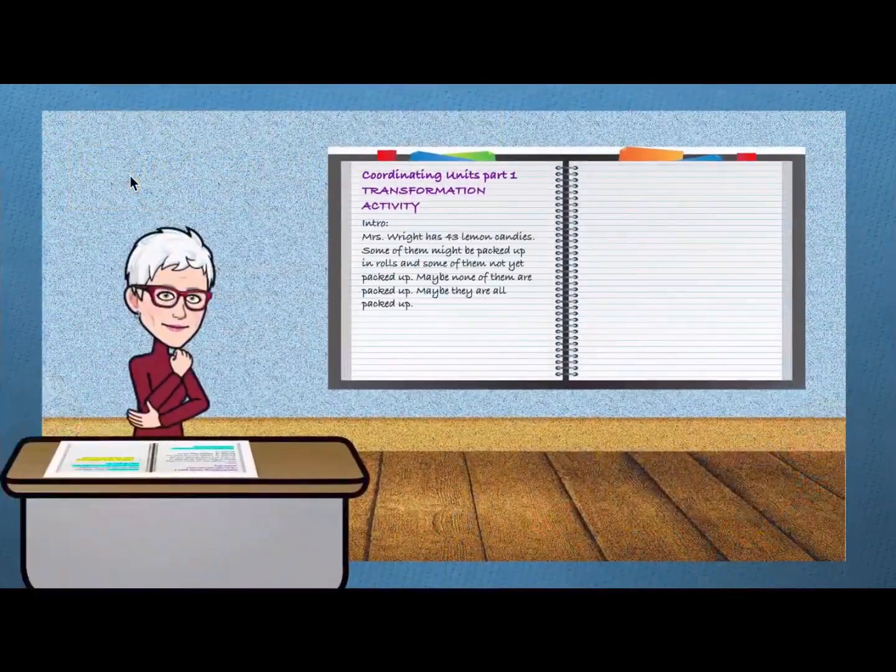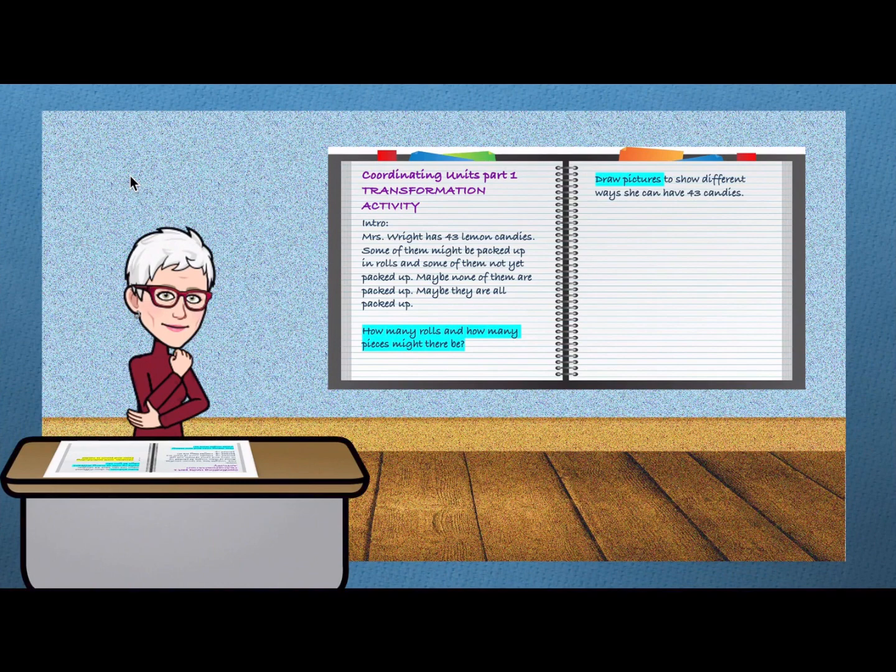Here's an example. Mrs. Wright has 43 lemon candies. Some of them might be packed up in rolls, and some of them not yet packed up. Maybe none of them are packed up. Maybe they're all packed up. How many rolls and how many pieces might there be? Draw pictures to show different ways she can have 43 candies. Come up with as many different ways as you can.